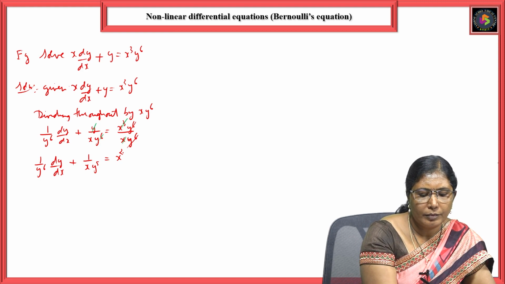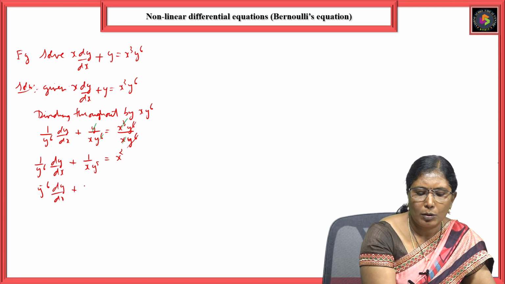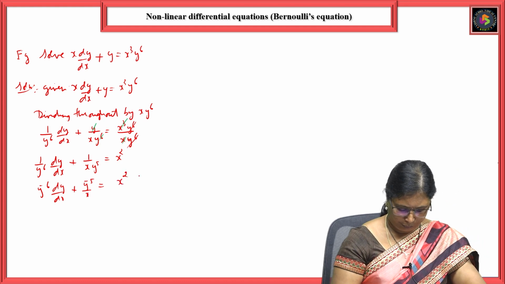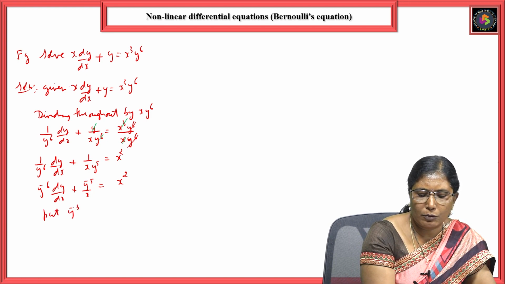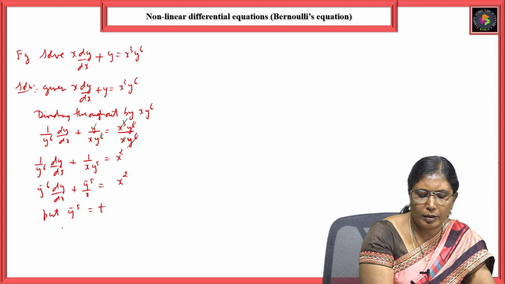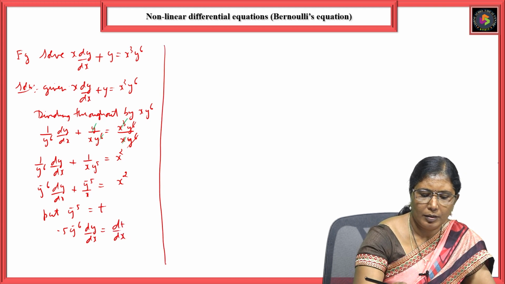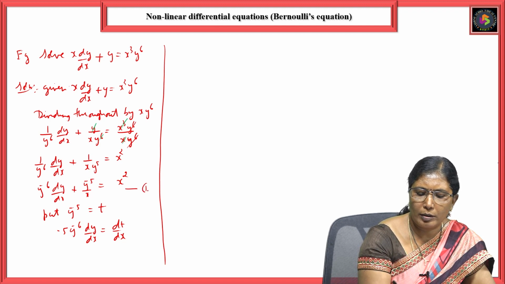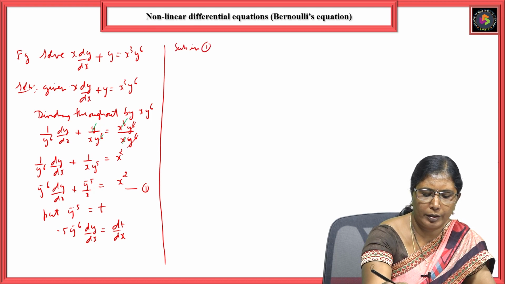So what do you get here? We can write it as y to power of minus 6 dy by dx plus y to power minus 5 by x is equal to x to power of 2. So now we'll use the substitution: put y to power of minus 5 is equal to t. So what do you get here? Minus 5 y to power minus 6 dy by dx is equal to dt by dx. So you can take this equation as 1. Substituting in 1, what do you get?